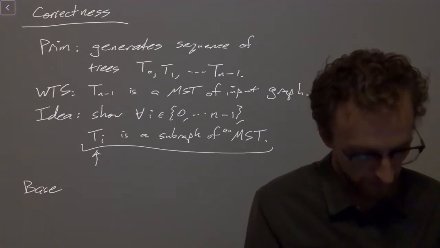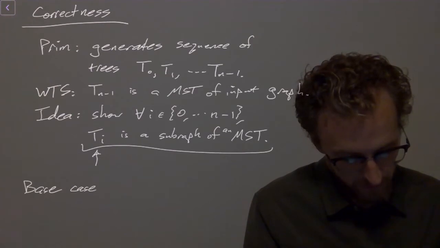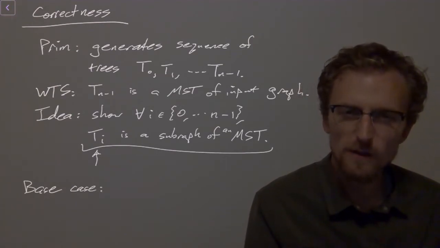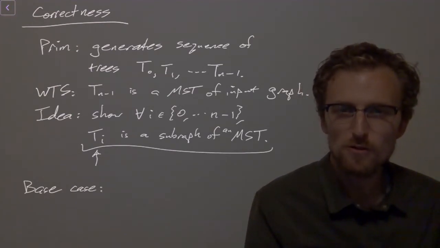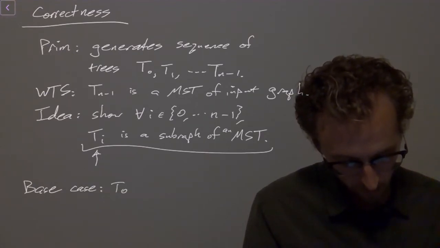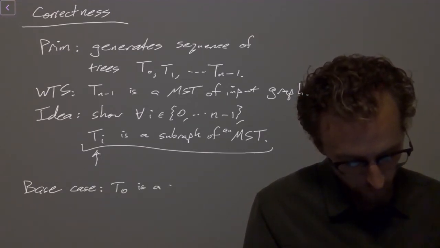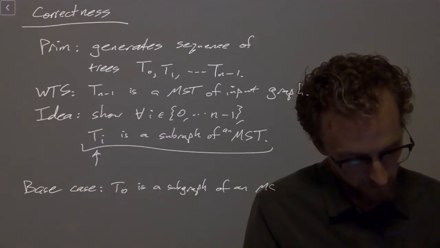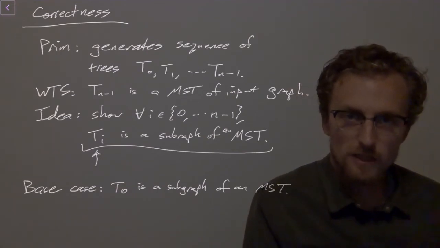Okay. So, what is our base case? Well, the base case is always going to be the simplest one that feels the most obvious and maybe the most useless. So, our base case is the following: T0 is a subgraph of an MST. Is this true?